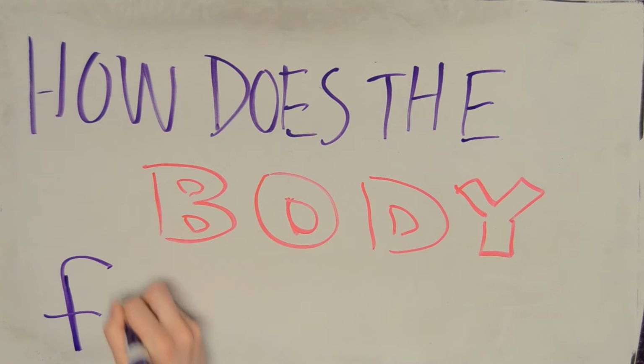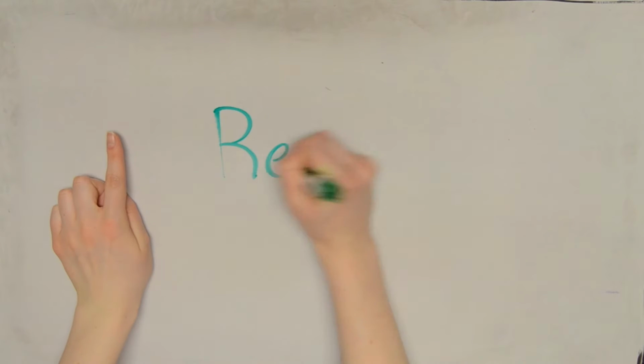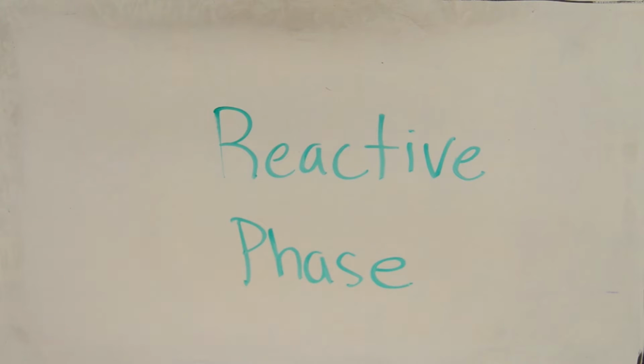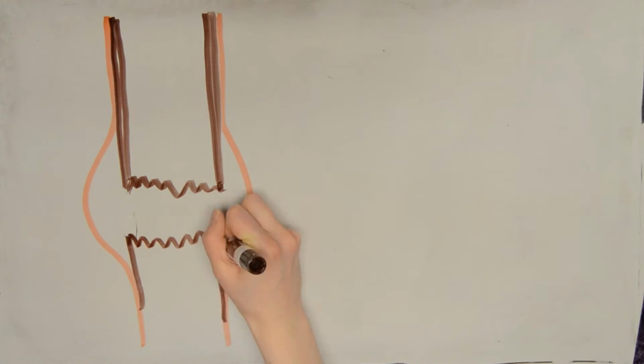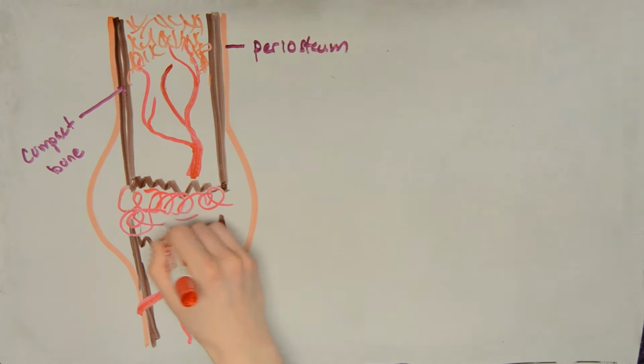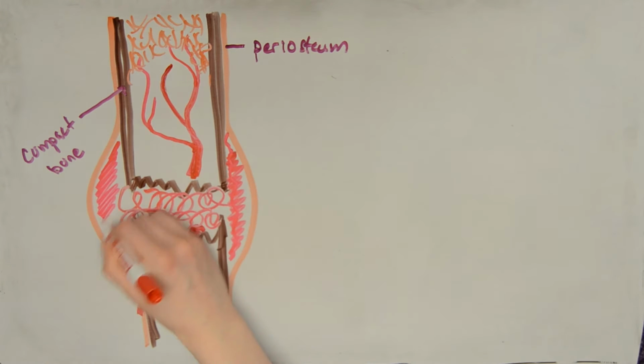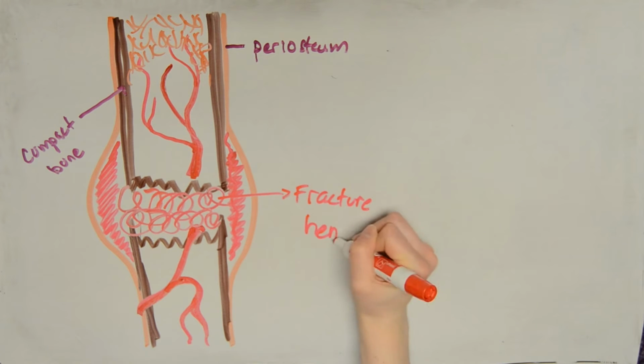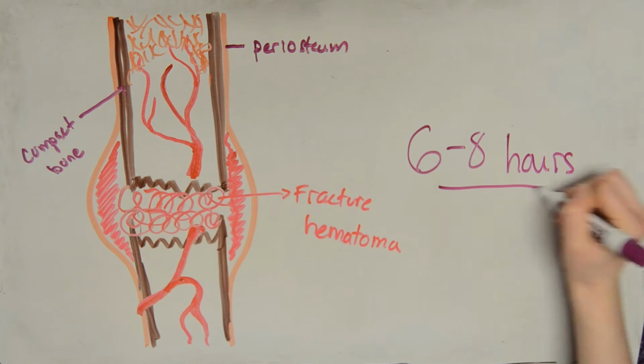So when we fracture bone, how does the body fix it? Well, there are about 3 steps to rehealing a fractured bone. The first step is called the reactive phase. During the reactive phase, inflammation occurs due to broken blood vessels across the fracture. As a result, a fracture hematoma arises, which is a mass of blood that forms around the site of the fracture. This usually forms within 6 to 8 hours after the break.